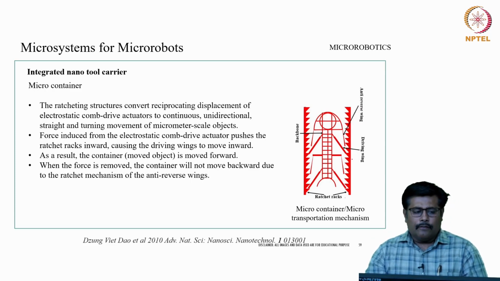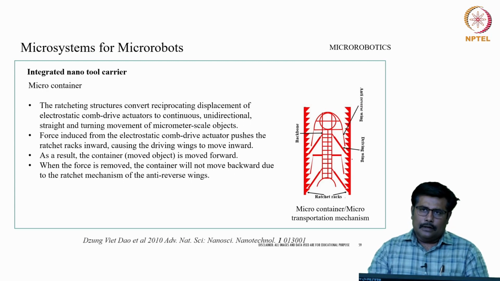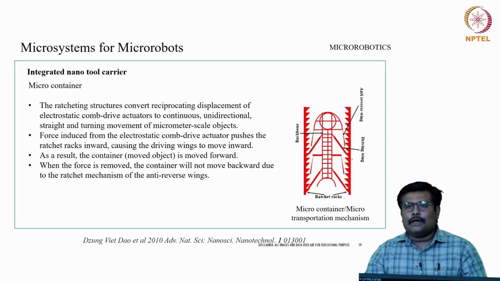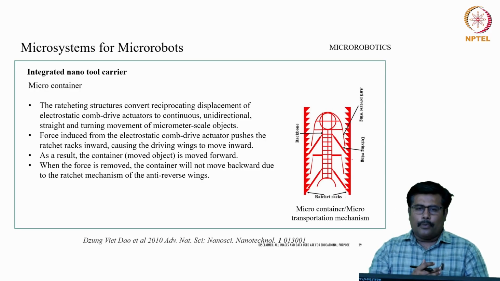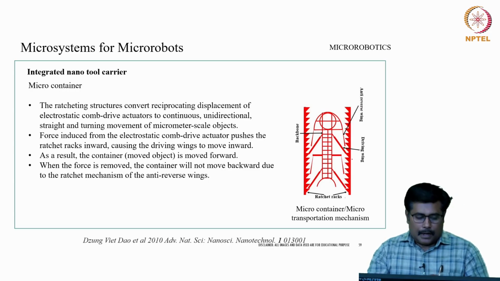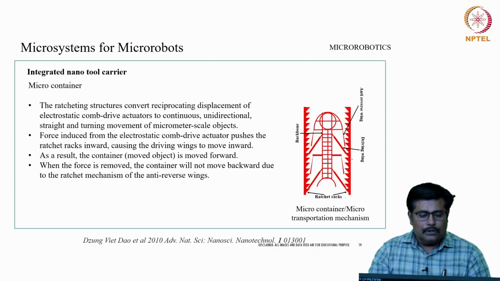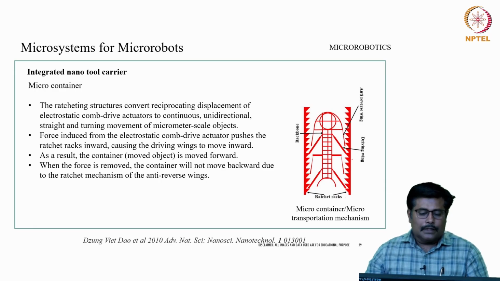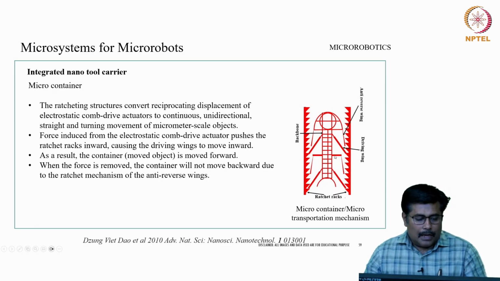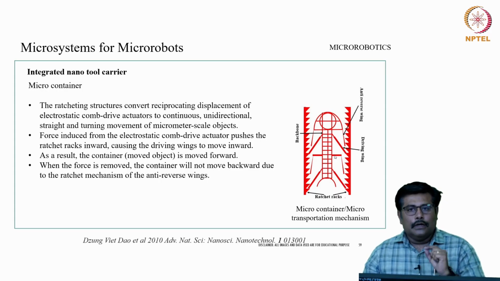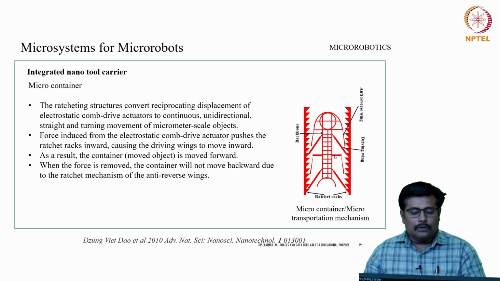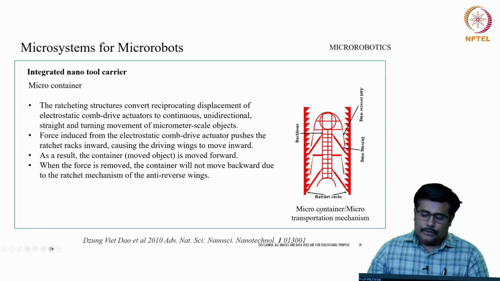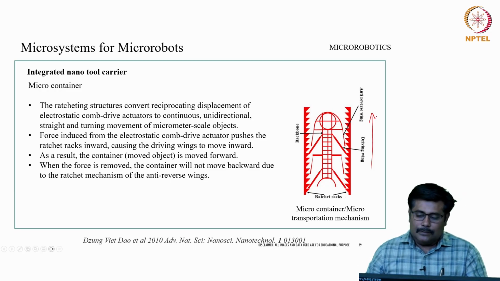Even though this is called a micro container, it is more to do with a micro transportation mechanism. It is a mechanical system which is deployed for appropriate movement or for appropriate collection. So, the force induced by the electrostatic comb drive actuator pushes the ratchet rack inwards, causing the driving wing to move inward. As a result, the object is moved forward, and when the force is removed, the container will not move backward due to the ratchet mechanism of the anti-reverse wing. So, this is a one-way mechanism.